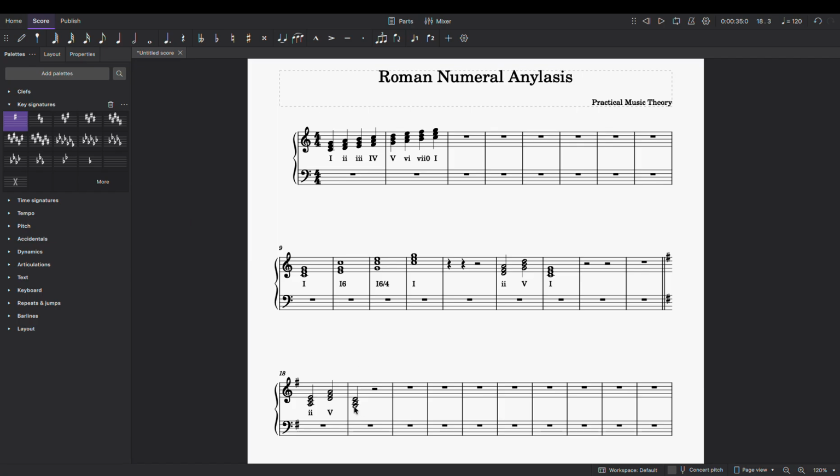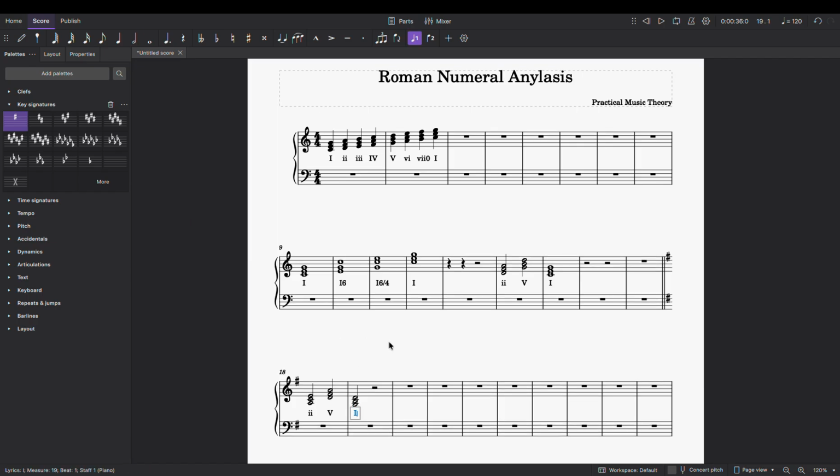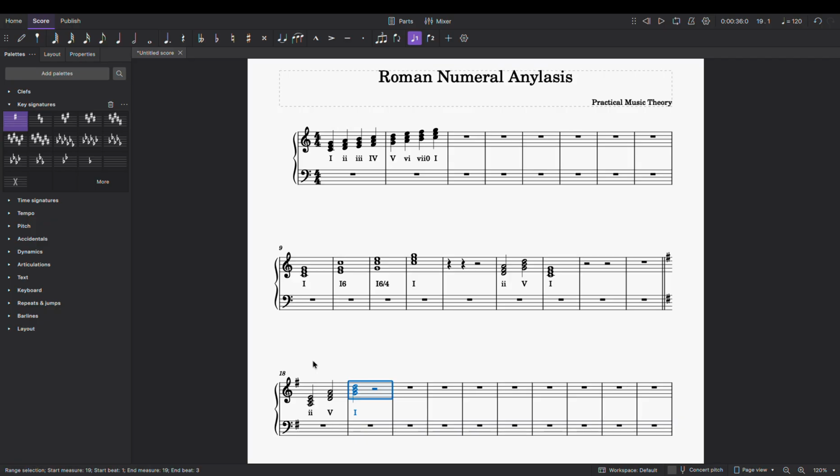5, 1. And I'll just put this up an octave because that's a lot of letter lines. And that sounds like this.